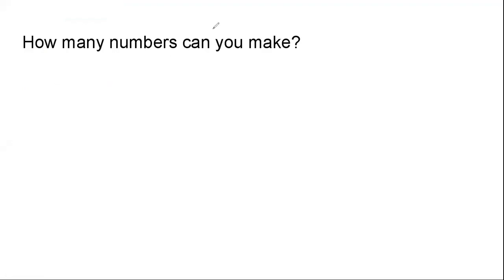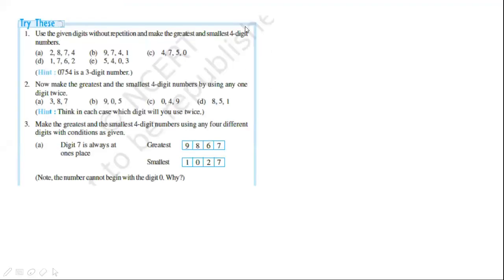So this is the topic we'll try next. How many numbers can you make? Based on that topic, these are your examples. The first one says: use the given digits without repetition and make the greatest and smallest 4-digit numbers.